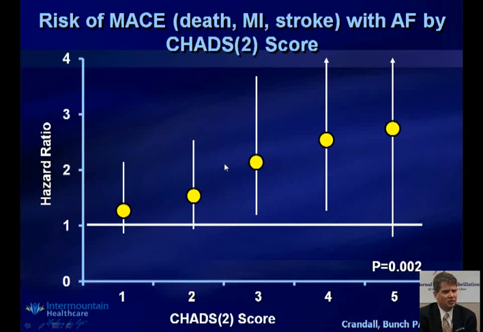When we look at MACE, or the composite of death, heart attack, and stroke, we find a linear increase in risk across the CHADS score, and that atrial fibrillation independently increases the risk in those that have the arrhythmia compared to those that don't, that have similar underlying CHADS risk.